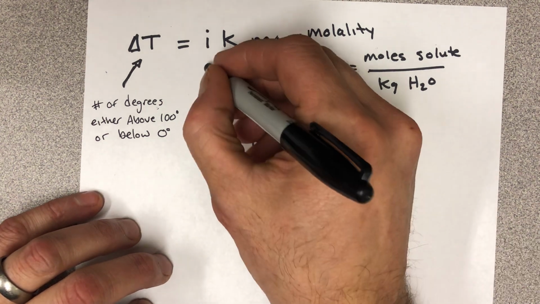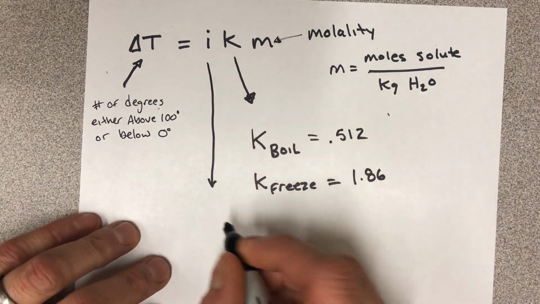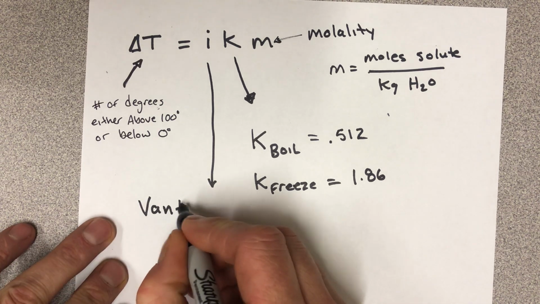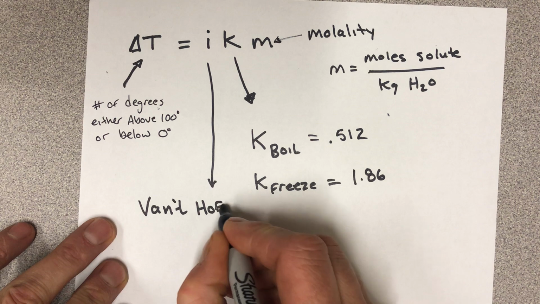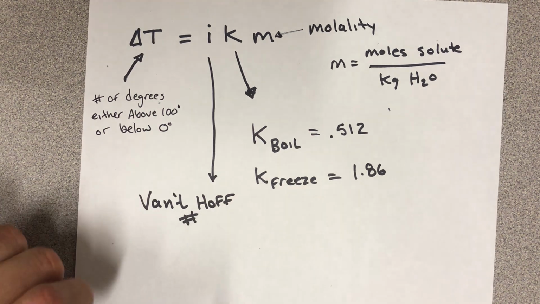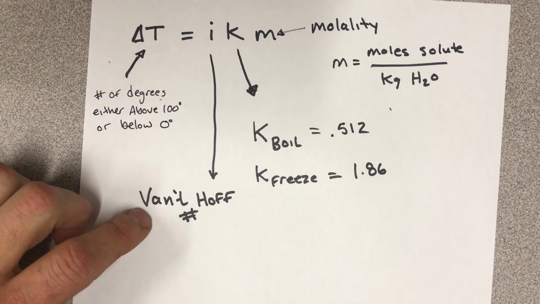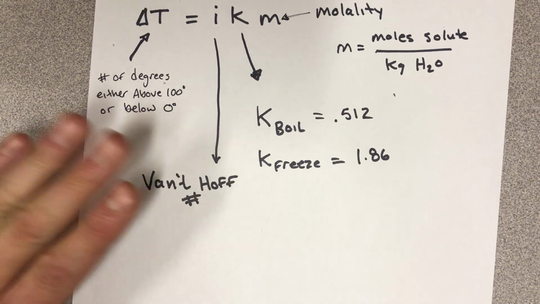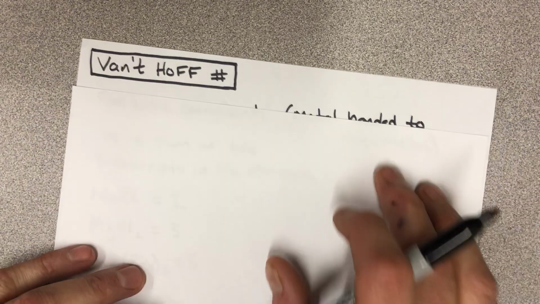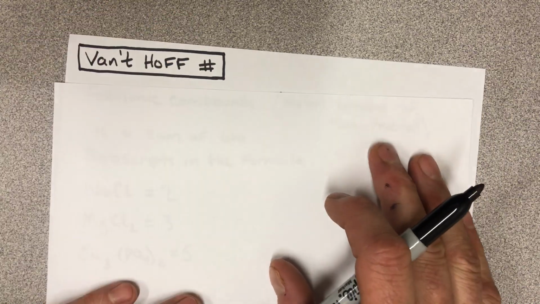Okay, so you'll use a different number based on the type of question that's being asked of you. Now, i, this is kind of the goofy one. This is known as the Van't Hoff number. And Van't Hoff was a Dutch chemist. That's why this name is kind of funny. Anyway, we don't care much about him, but let's talk about what that number means here. Okay, so the Van't Hoff number. This is the hardest one for students to deal with.